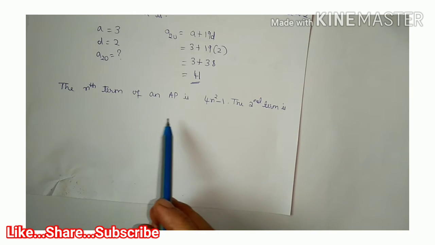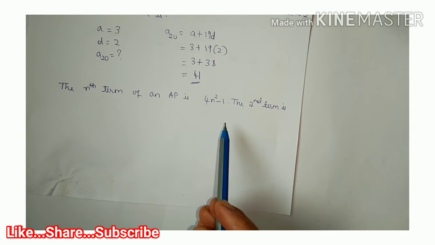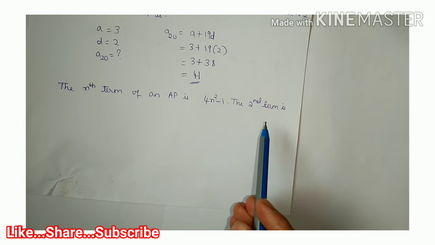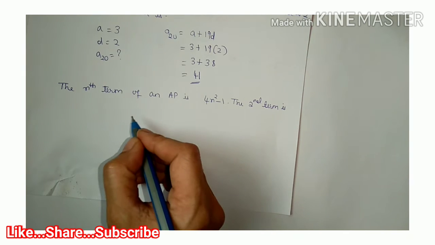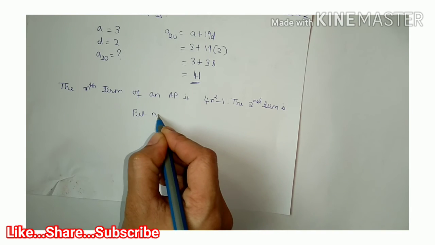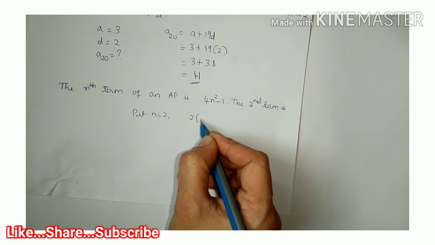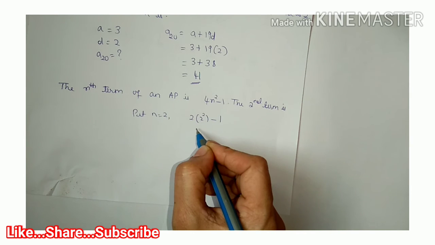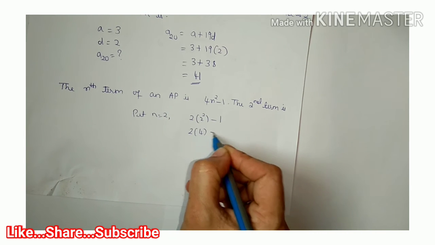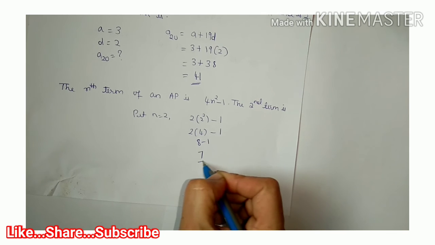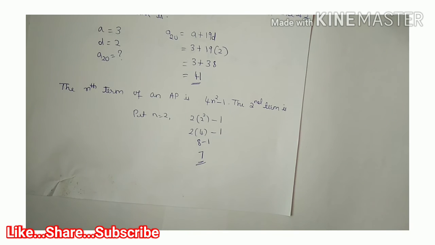The nth term of an AP is 4n squared minus 1. The second term is, put n equal to 2: 4 into 2 squared minus 1, 4 × 4 minus 1, 16 minus 1... 4 into 2 squared is 16, so 16 minus 1 gives 15.